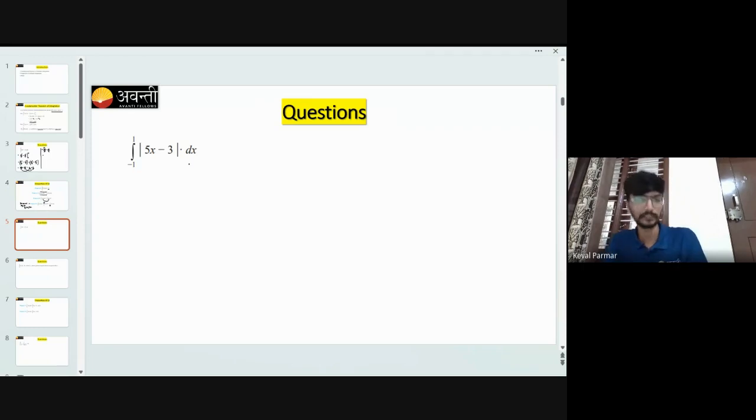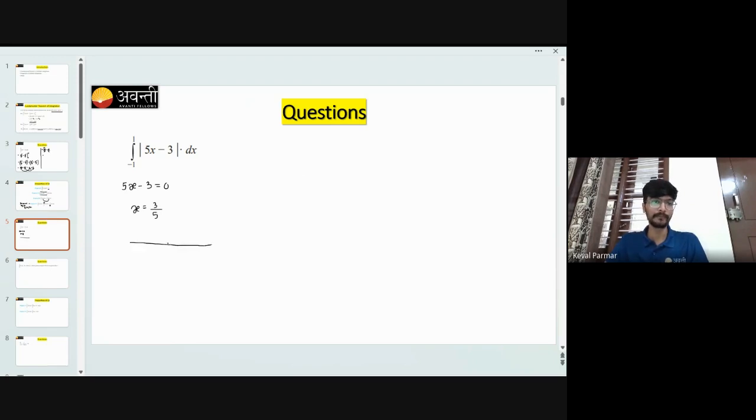Next, let's see the examples of this. Suppose this is the question. As we all know, the modulus function is a non-uniformly defined function, or suppose we have to break it somewhere. So here it is the integral from -1 to 1 of mod of 5x minus 3. Now can you tell me where we break the function? We break the function where 5x minus 3 equals 0. That means x is equal to 3 upon 5.